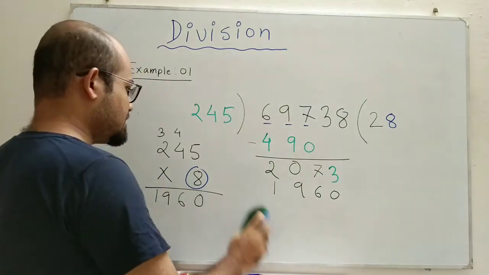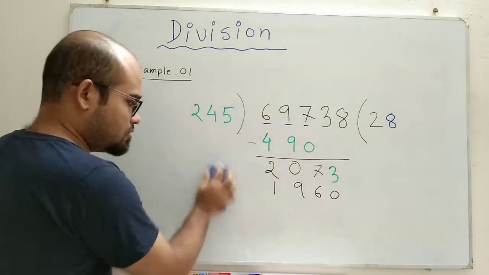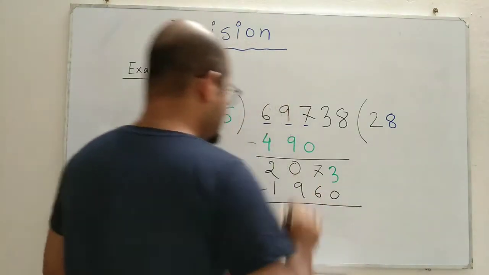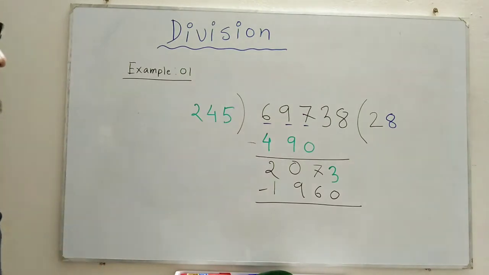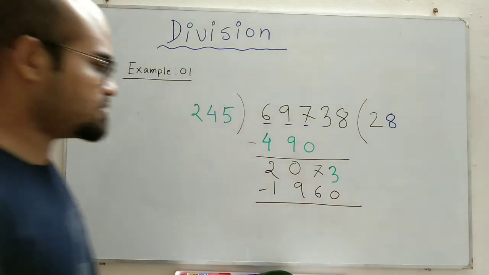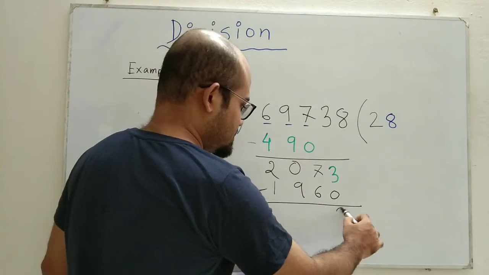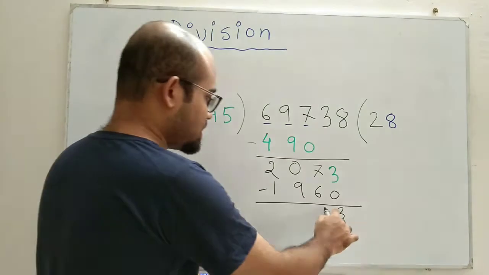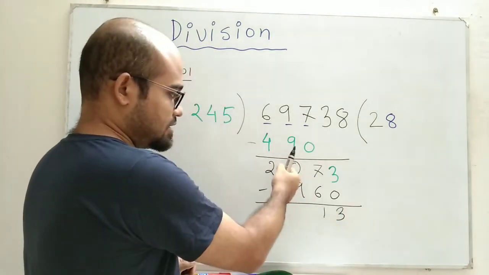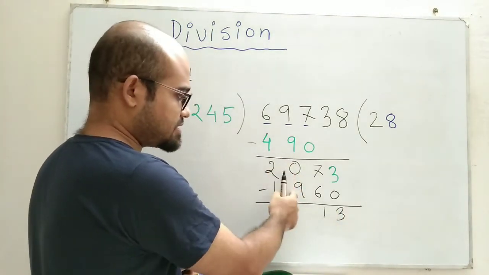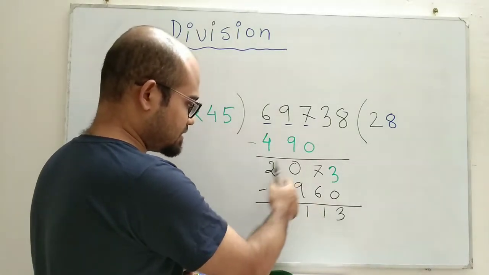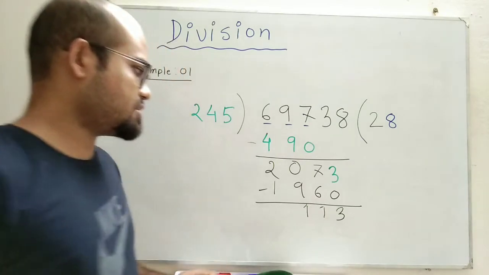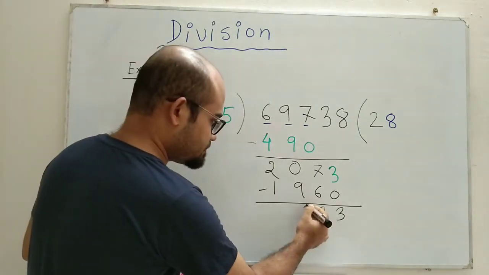So after putting 1960, what to do? The same process. We will subtract 2073 minus 1960. So let's do that. 3 minus 0 gives me 3. 7 minus 6 gives me 1. This is actually not so. This is 10. 10 minus 9 gives me 1. Carry it over here. I get a 0. So my residue after subtraction is 113.